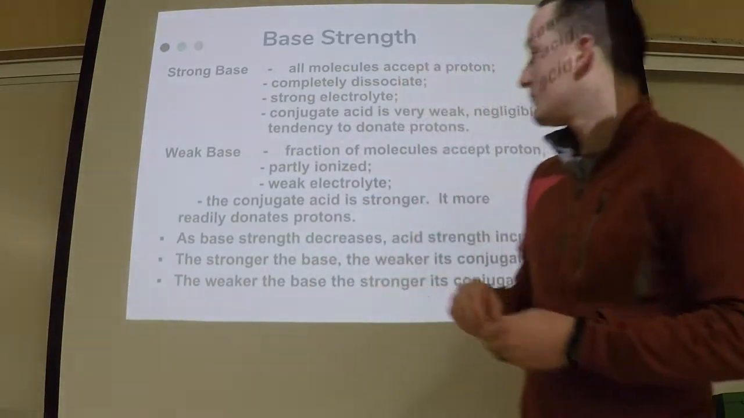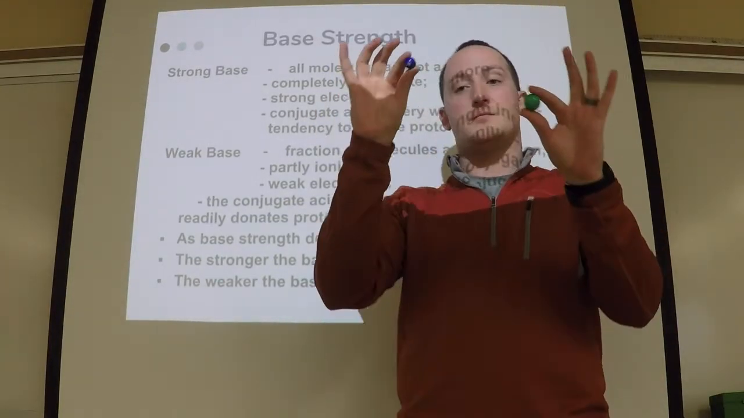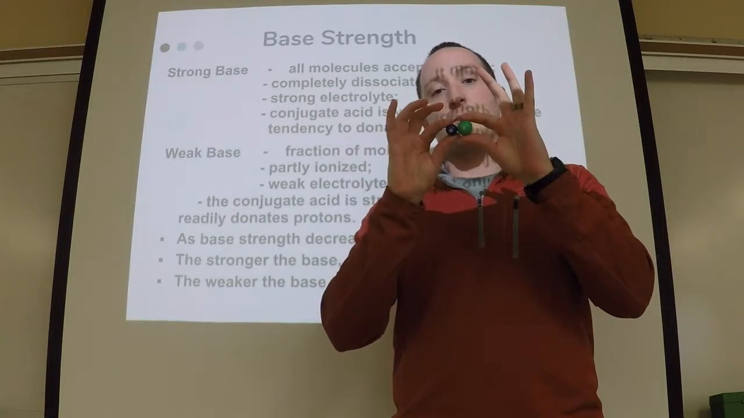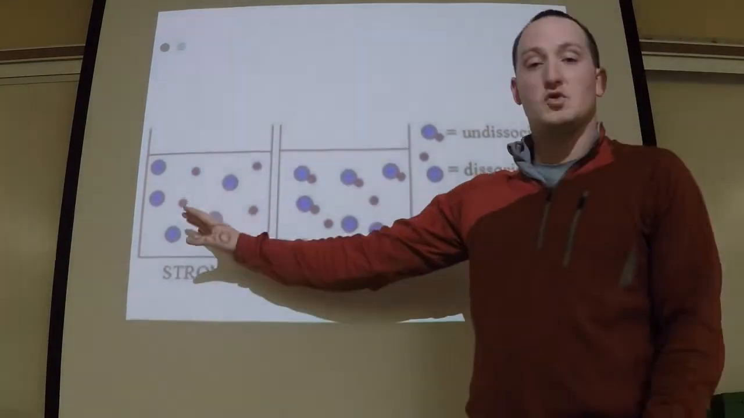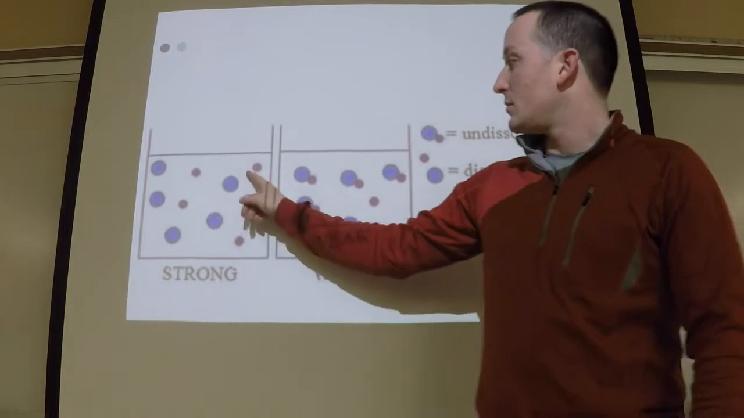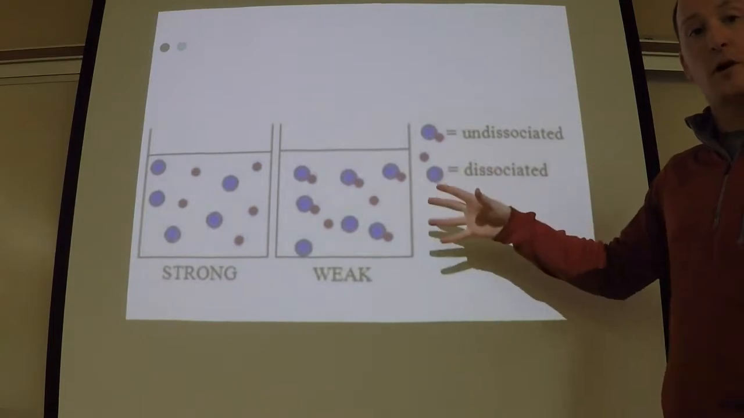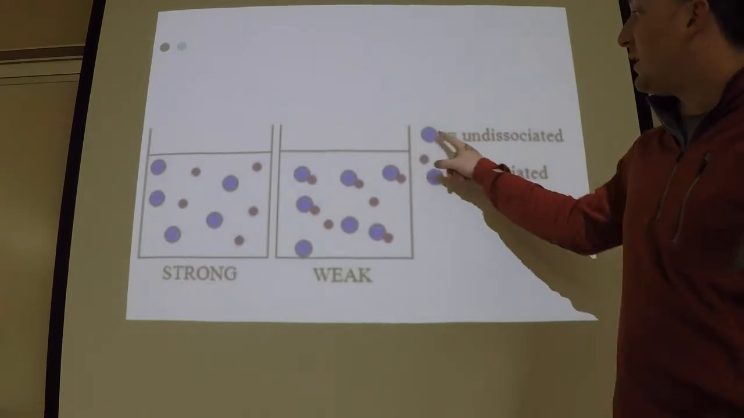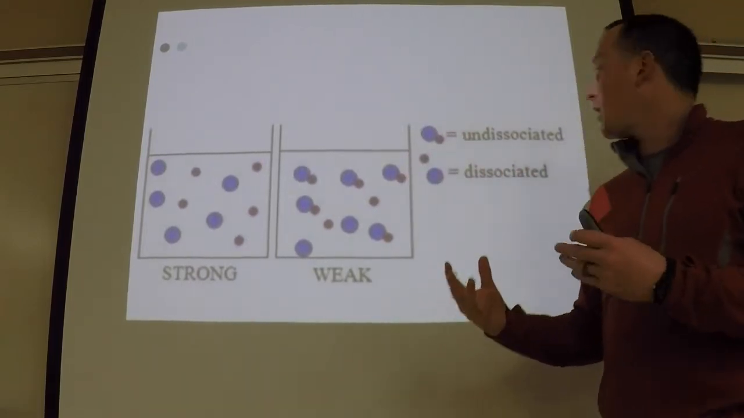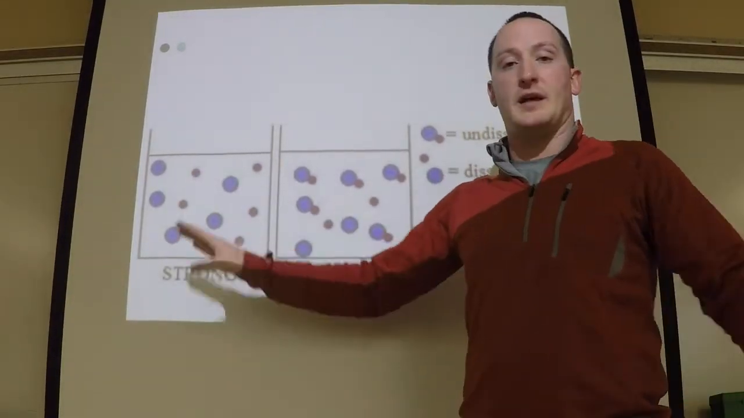Weak bases partially ionize, which means some of the substances are floating around, not connected, and some of them are connected. Here's an example of that. Strong base, none of them are connected. Notice how the purple represents and blue separated represents dissociated, which means ionized. And the two together means that they are undissociated or together. So in a strong base, they are all unconnected.